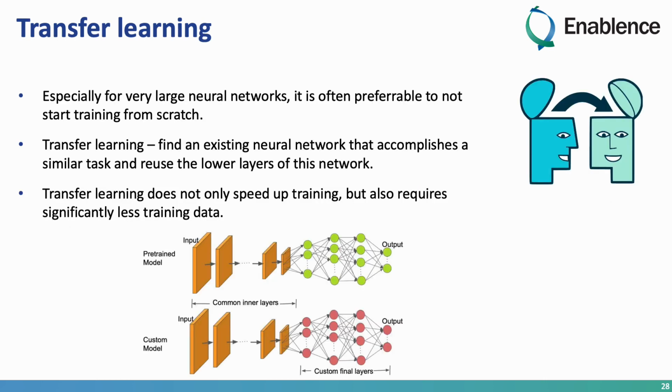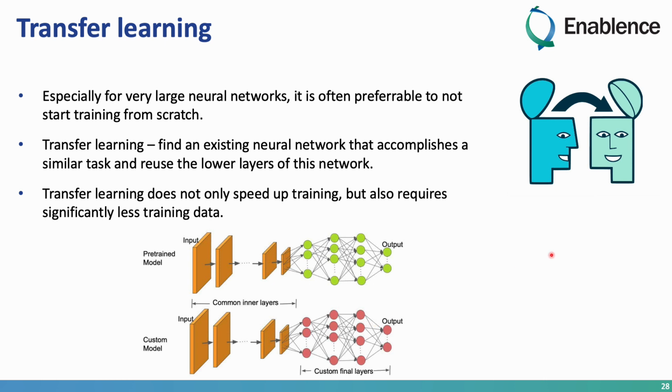Transfer learning is a machine learning technique where knowledge gained from training a model on one task is applied to improve the performance of a model on a different but related task. Especially for very large neural networks, it is often preferable to not start training from scratch. So the idea of transfer learning is to try and find an existing neural network that accomplishes a similar task and reuse the lower layers of this network. Transfer learning does not only speed up training, but it also requires significantly less training data, because in essence, you're training a much smaller neural net.